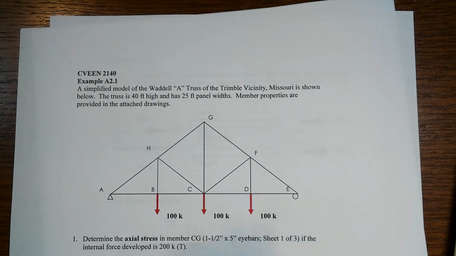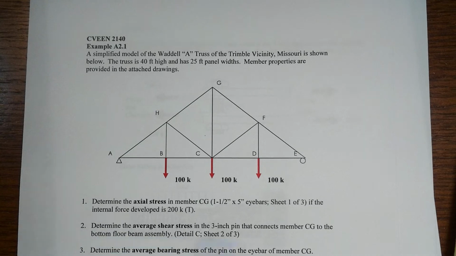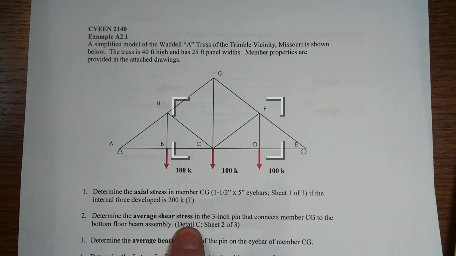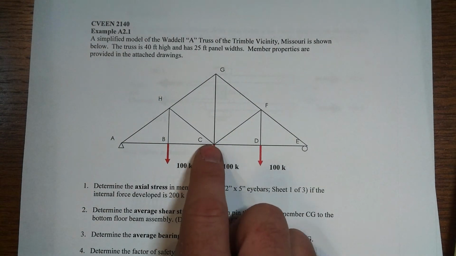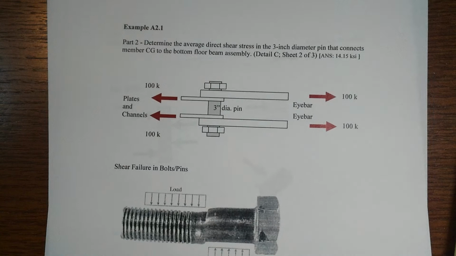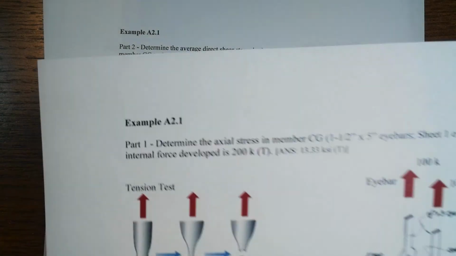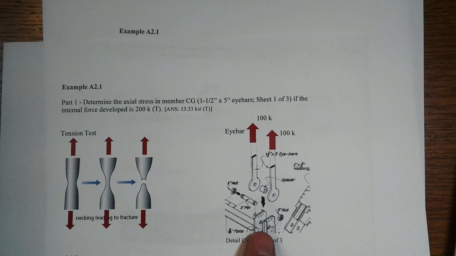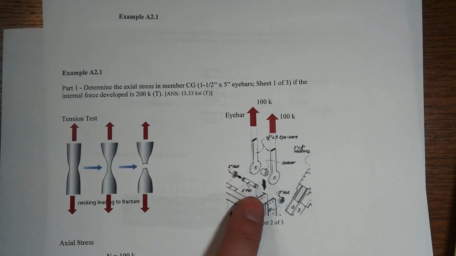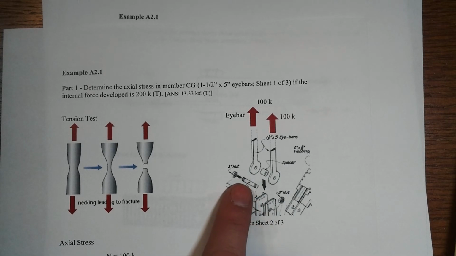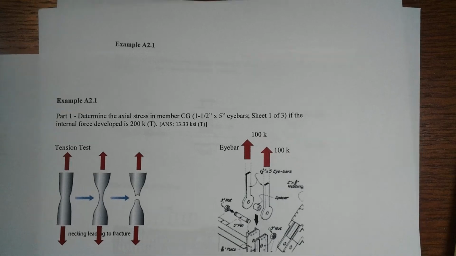Alright, in this next part we're going to find the average shear stress in a 3-inch pin that connects member CG to the bottom floor beam assembly. Here's this member CG, and we're talking about the connection down here at the bottom. In the previous part we saw a little of that detail, where these two I-bars come down. They're connected by this 3-inch diameter pin to this floor beam assembly down here. This is the pin we're going to take a look at in this part of the problem.